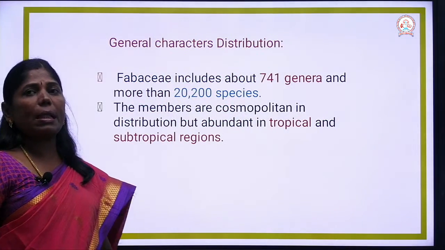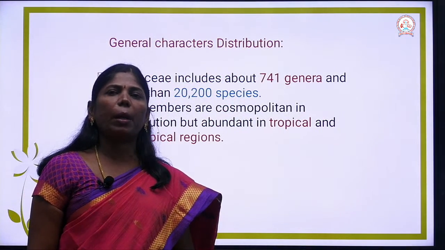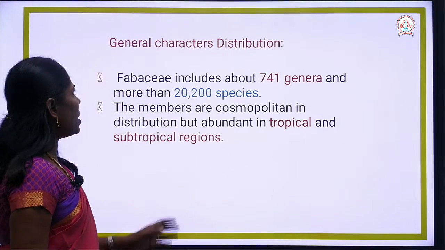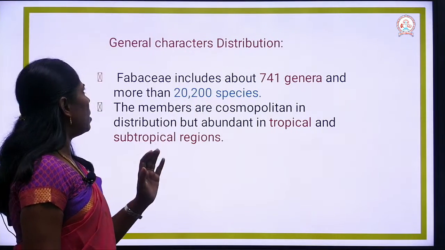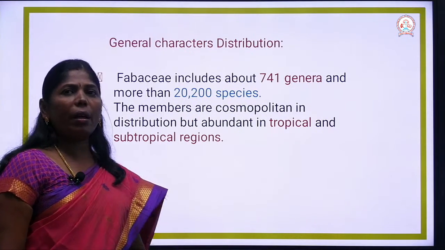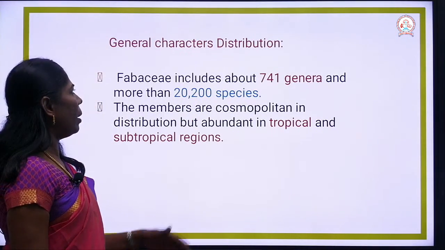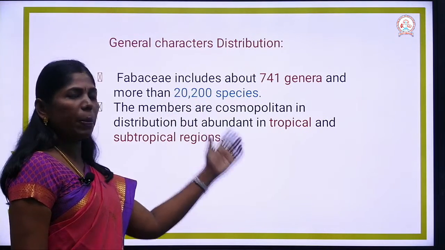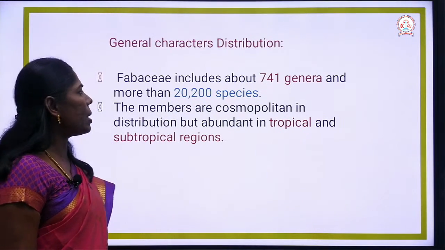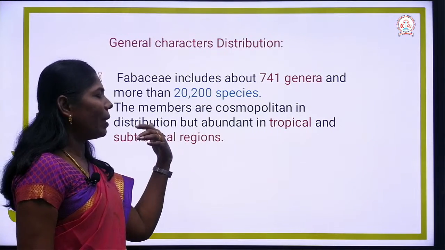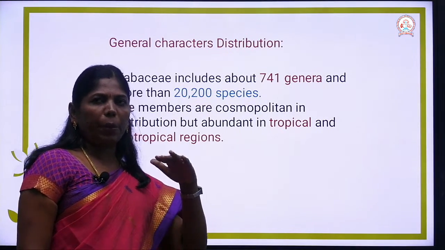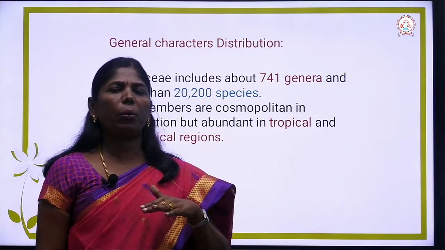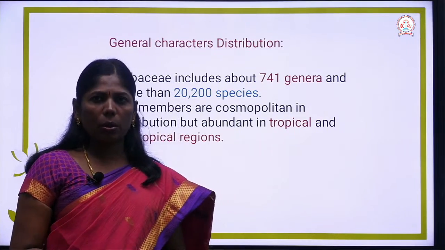So next we are going to see the general characters of the family Fabaceae. How many genera are in the family, and how many species? Fabaceae includes about 741 genera and 20,200 species. They are present in cosmopolitan, tropical and subtropical regions, that is, places where the temperature is high or moderate.